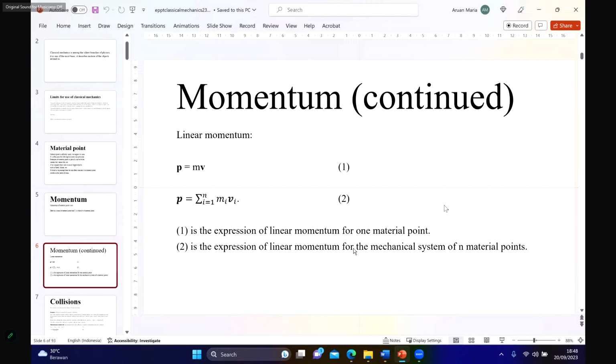Equation number 2 shows the case of many material points, n material points. So we sum up. This symbol of sum means we're summing up m1 times v1 plus m2 times v2 plus m3 times v3, etc. Whatever the number of material points in the system, we add the momentums. Any questions?